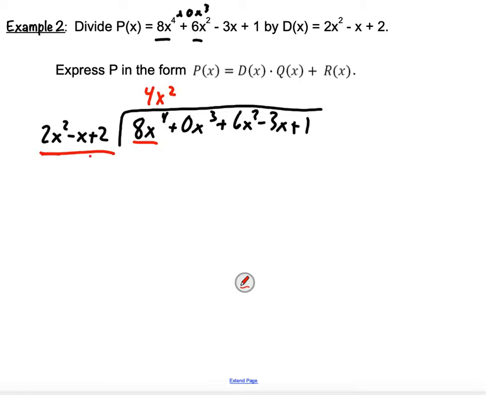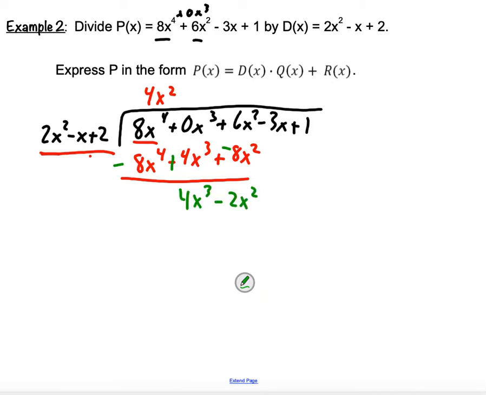Go ahead and take that 4x squared and distribute it through the 2x squared minus x plus 2. Go ahead and change your signs and add them together. The 8x to the fourth plus a negative 8x to the fourth is gone. Bring down your next terms.